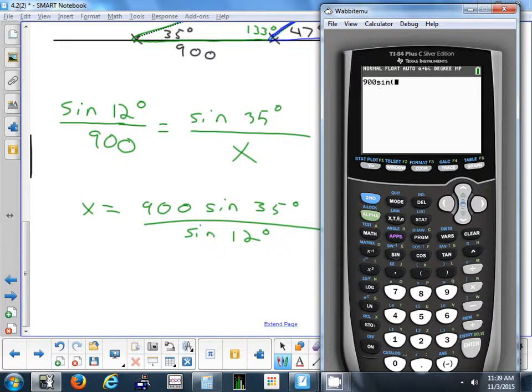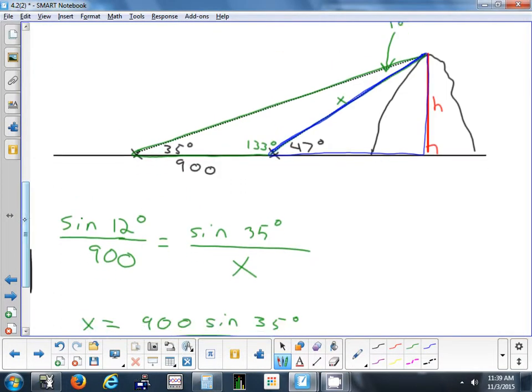All right, so 900 sine 35. Okay, if I want, I can do that part first. That's the numerator. I'm just going to take it and divide by sine 12. Okay, so x is 2,482 point, let's just round it to 0.9. 2,482.9 meters. Okay, is x the height of the mountain?